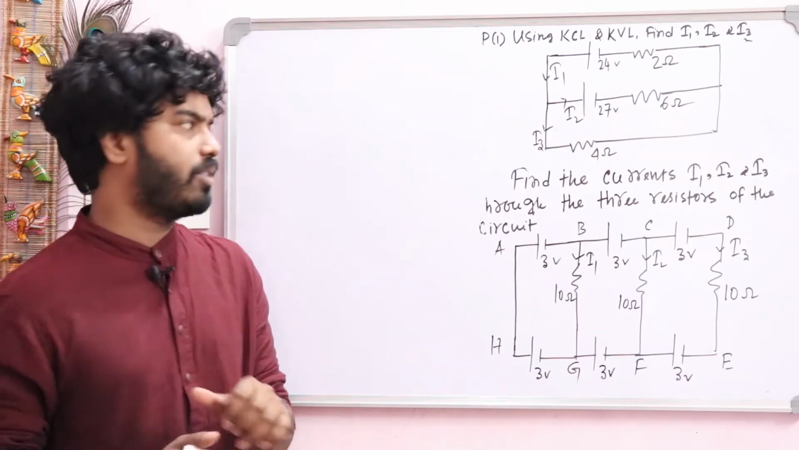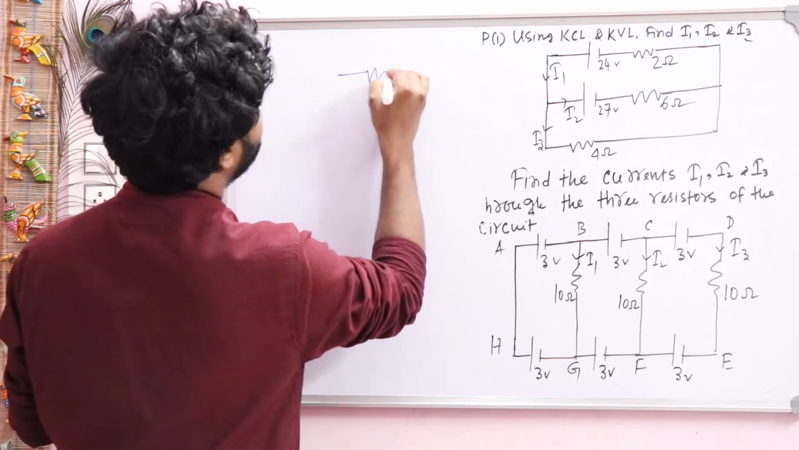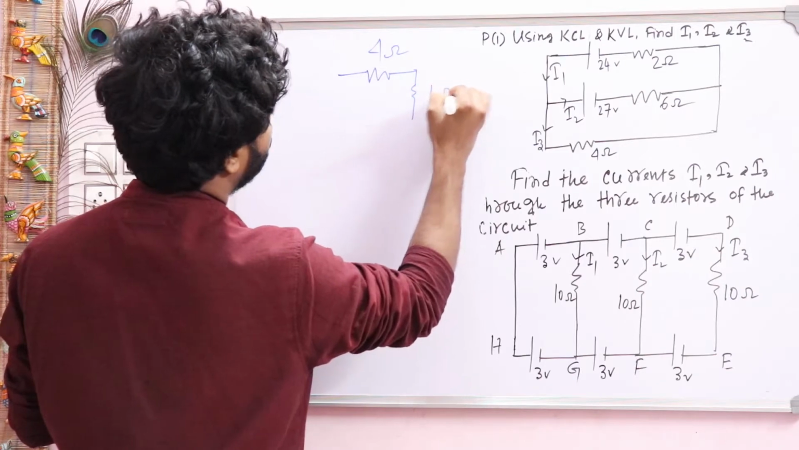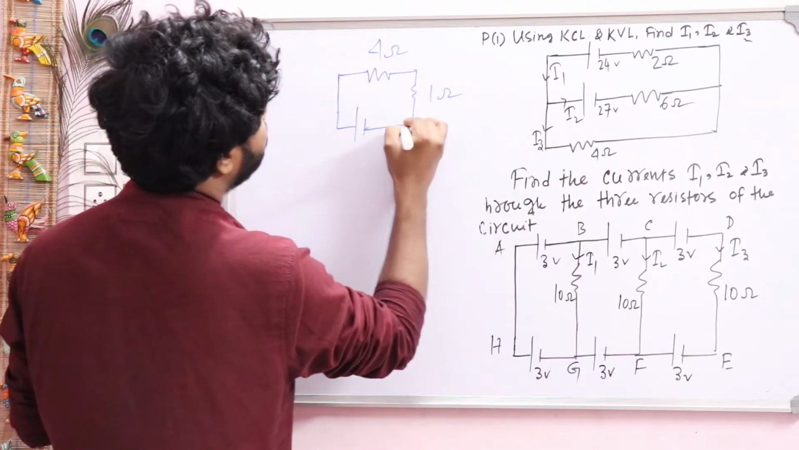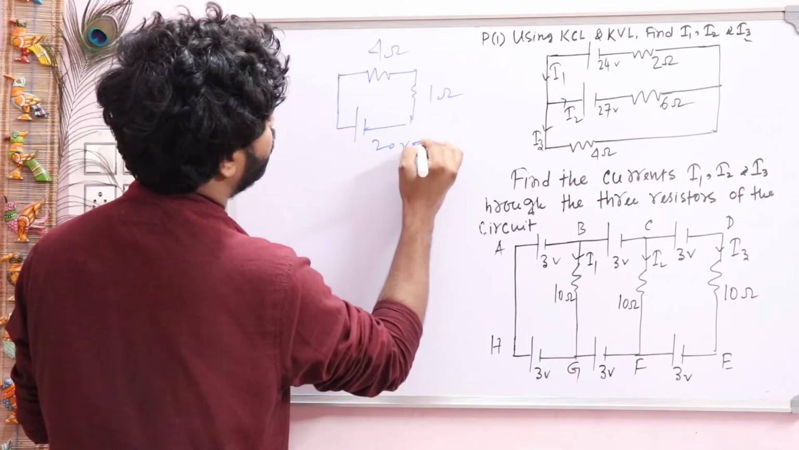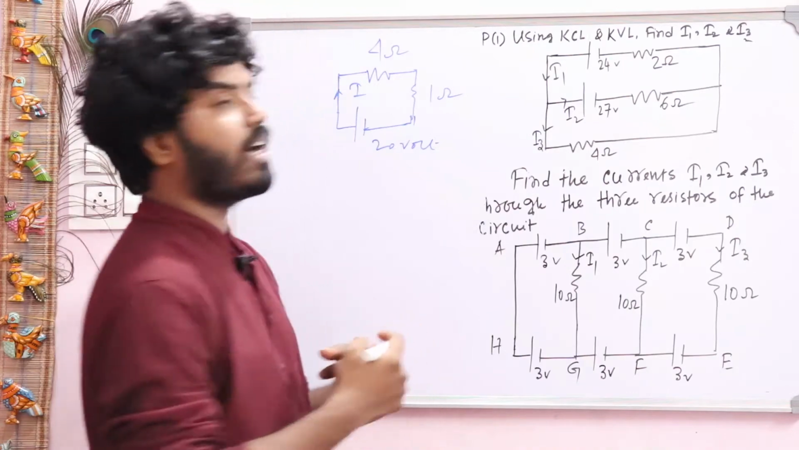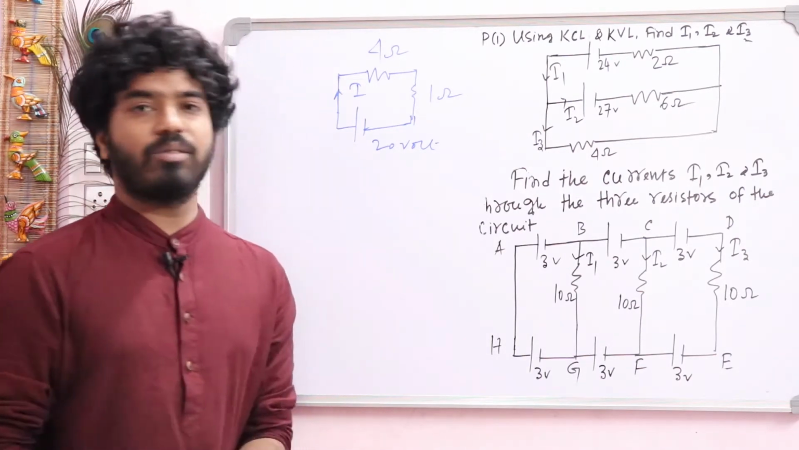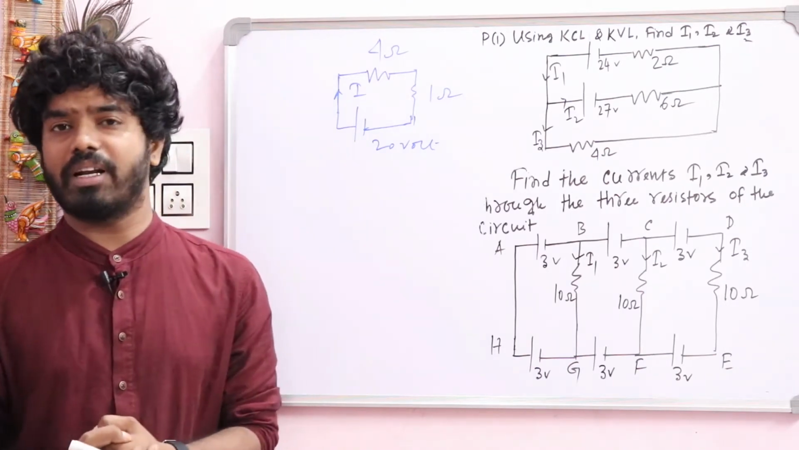Basic circuit. Suppose there is a resistance with a value of 4 ohm, another resistance with a value of 1 ohm, and this resistance is connected with a cell, a battery, with voltage given as 20 volt. Now here you have to find the value of current I. For this case we can easily find the value of current I with the help of Ohm's law.